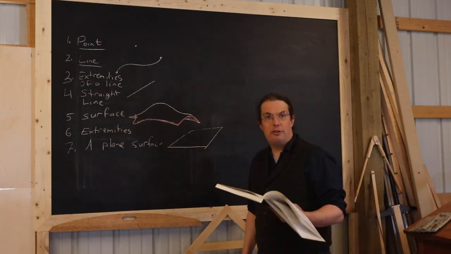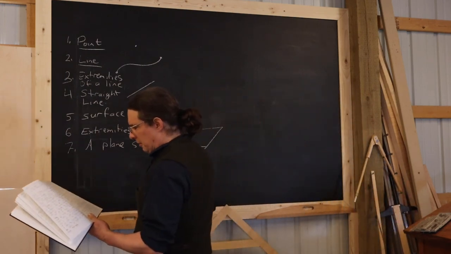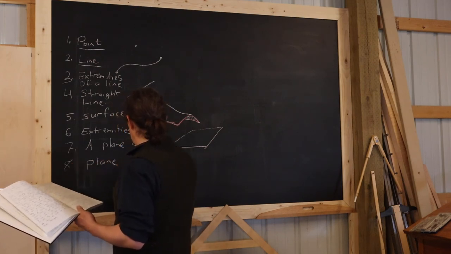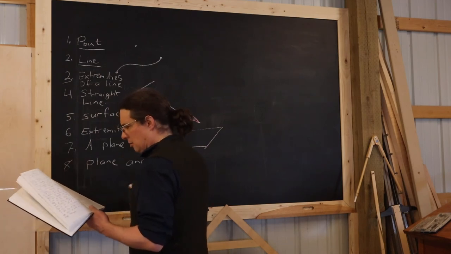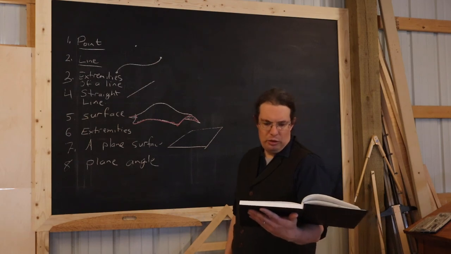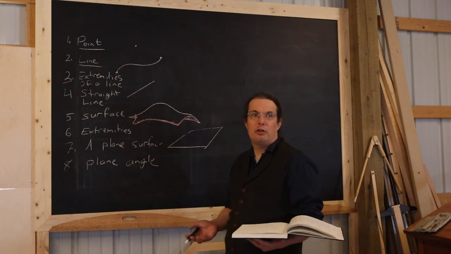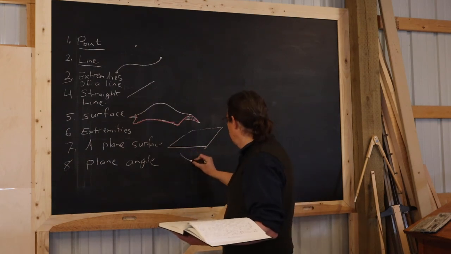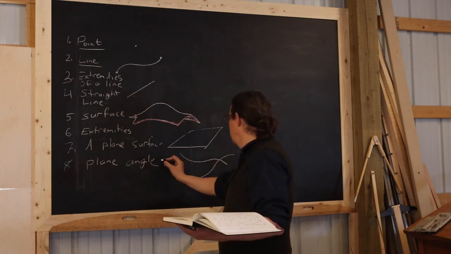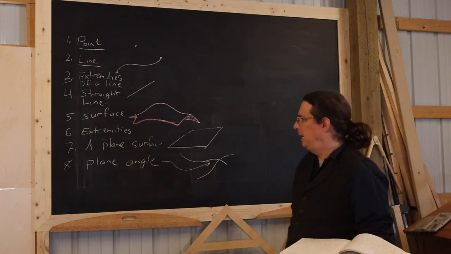So the next few definitions have to do with introducing the concept of an angle. And so a plane angle is the inclination to one another of two lines in a plane which meet each other and do not lie in a straight line. So remember, lines in Euclid's terms can be curved. And so that corner where they intersect is a plane angle.